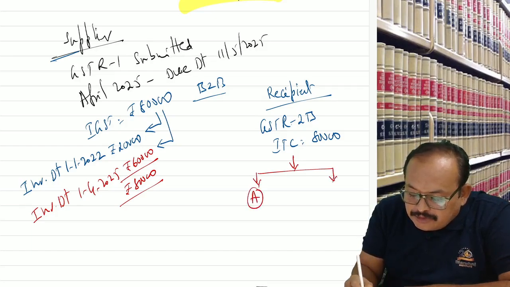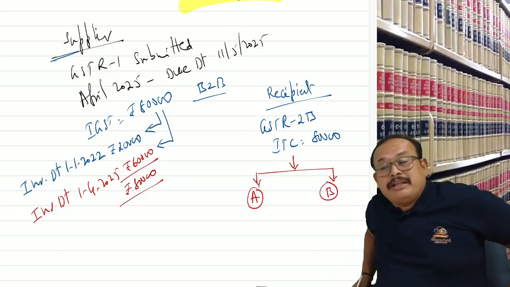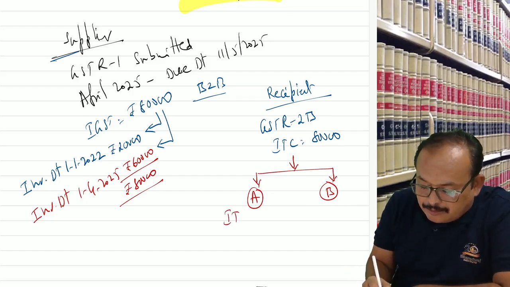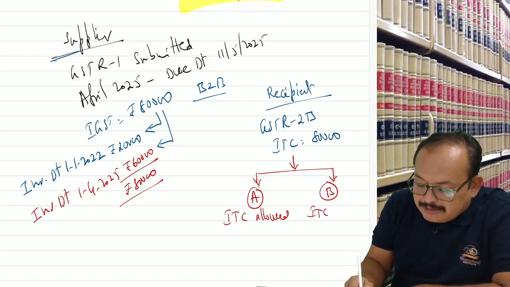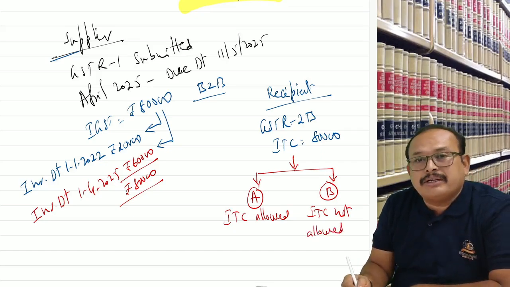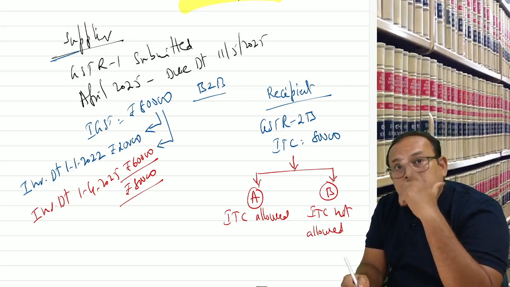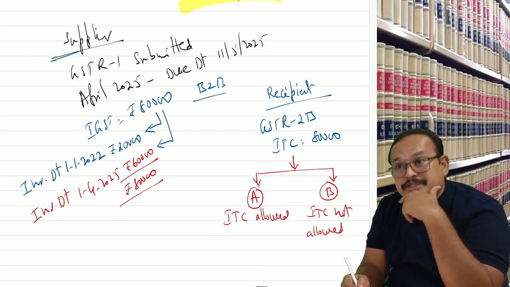Part A, Part B. In GSTR 2B, there are Part A and Part B. Part A: ITC allowed. Part B: ITC not allowed, fully or partly. The system will deduct it. Suppose the supplier submitted a 2022 invoice.